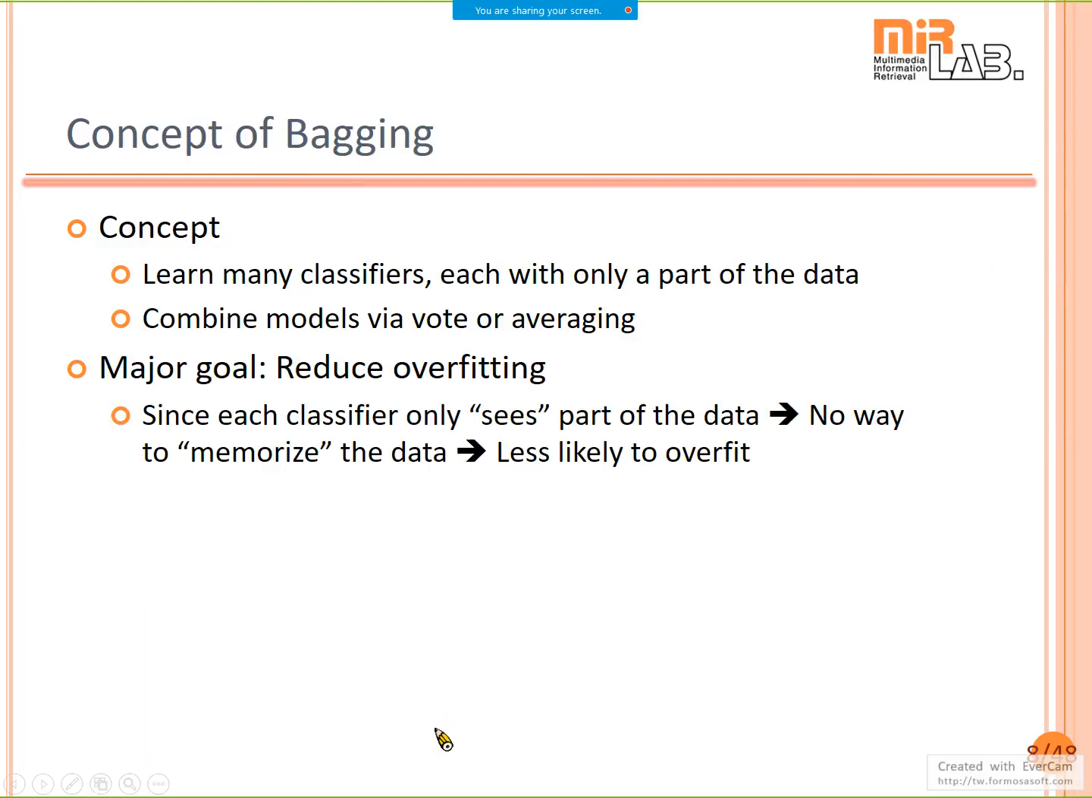Okay, so the first approach I'm going to talk about for ensembles is bagging. The concept of bagging is that we are going to learn many classifiers instead of a single one. Each classifier can only use a part of the data set for training. Then we can combine the models with voting or averaging.